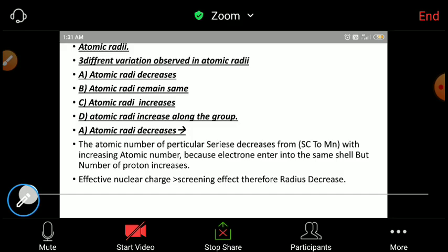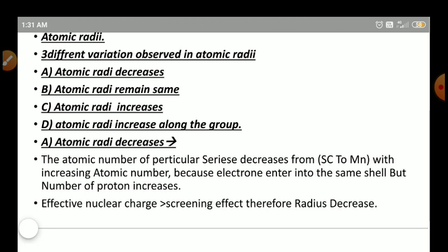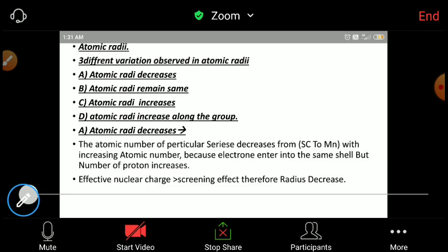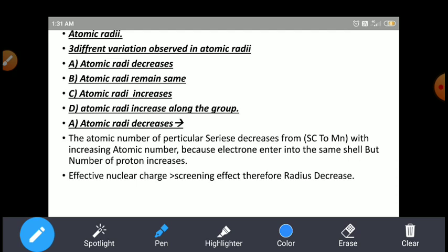Okay, today's topic is atomic radii. Atomic radii is the distance from the center of the nucleus to the outermost electron. That is called the atomic radii.